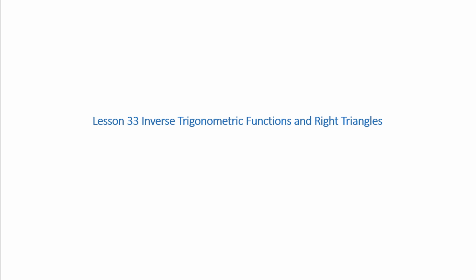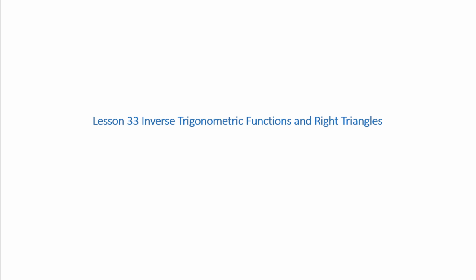This lesson is titled Inverse Trigonometric Functions and Right Triangles. For a function to have an inverse, the function must be one-to-one. Since trig functions are not one-to-one, in fact they're periodic, they do not have inverses. However, we can restrict the domain of each trig function to intervals in which they attain all of their values and on which they are one-to-one. The resulting invertible functions have the same range as the original functions and are also one-to-one.